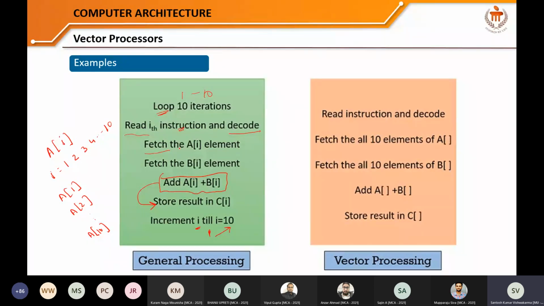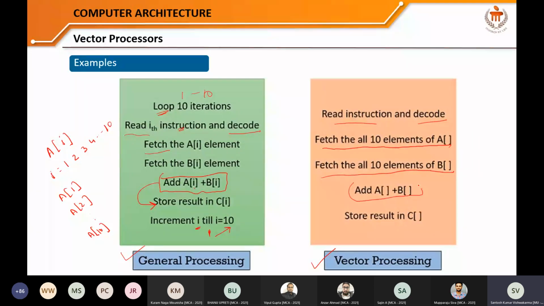And every iteration will have a separate value of I as well as AI and BI. Now, this is the general processing part. In case of vector processing, see how things have changed. You read the instruction and decode it, and you fetch the entire vector which consists of 10 elements. As we have seen, vector length matters. Suppose the vector can process 10 elements at a time. So you fetch all 10 elements of AI and all 10 elements of BI, and then you add them up.